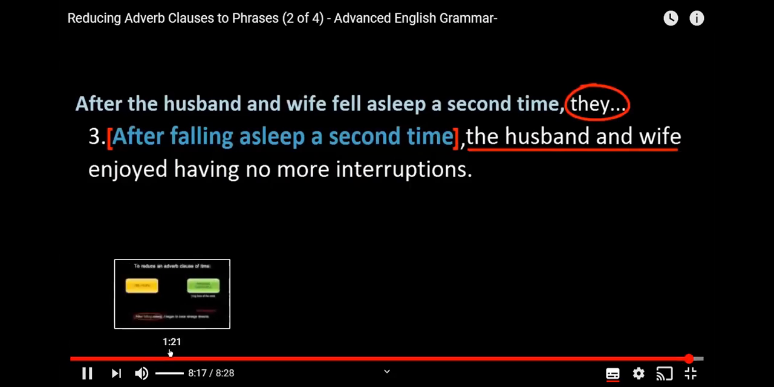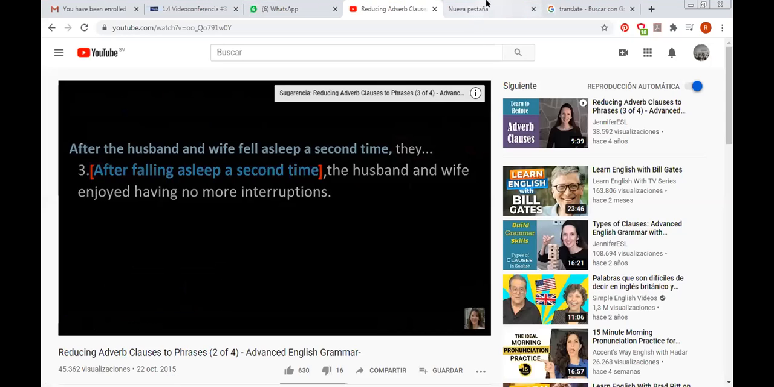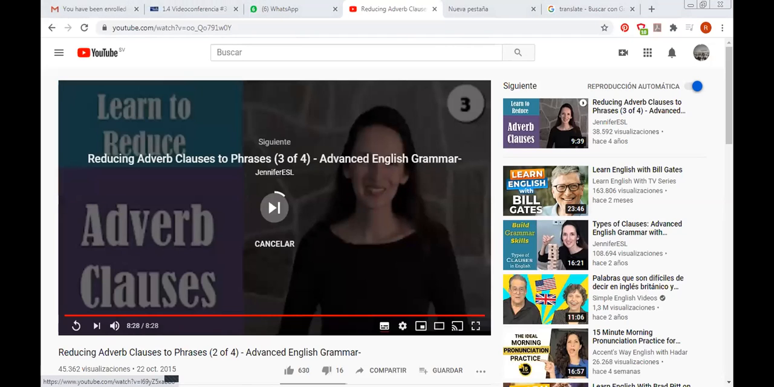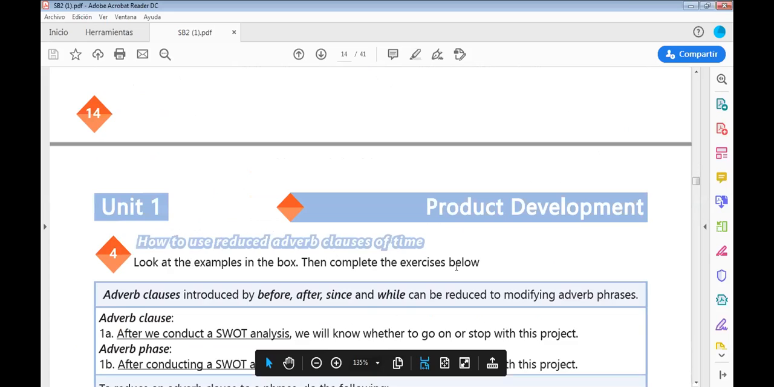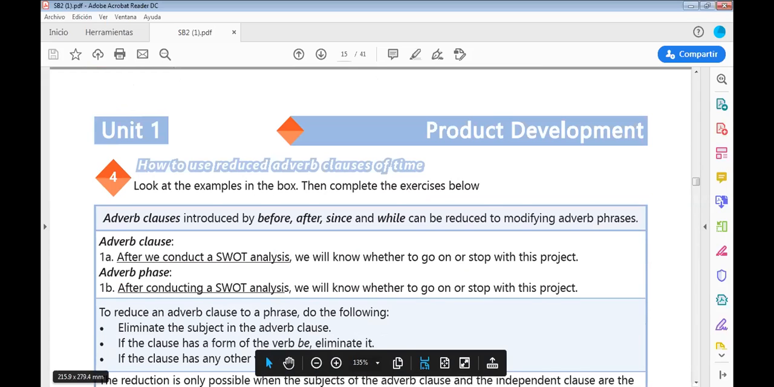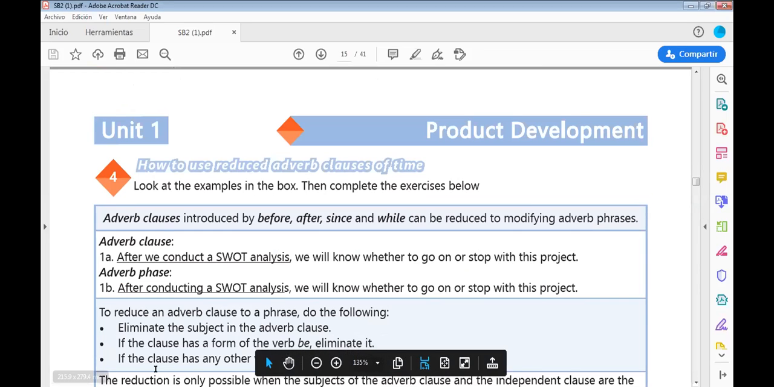Okay, very good. So now we're going to go to the book real quick, okay? And we are going to do some exercises. Here we go. Where is the book? It's right here. So go to page 15. Reducing adverb clauses. Okay, what is on your screen? The book?